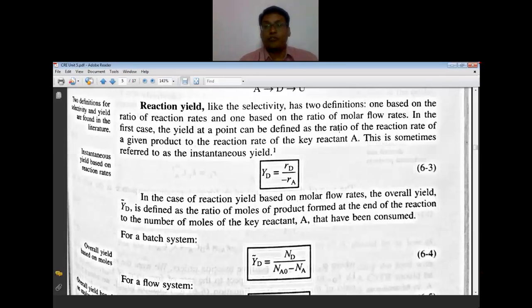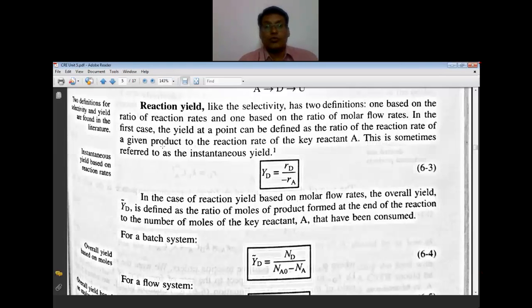It's the ratio of product to the key reactant. Key reactant, that is more important. So yield at a point is defined as the ratio of reaction rate of a given product to the reaction rate of the key reactant. Means yield is the output upon the input. Output क्या है? The product D, desired product D. Input क्या है? A, that is what a reactant. So the rate of production of D upon the rate of consumption of A, that is what the yield is.